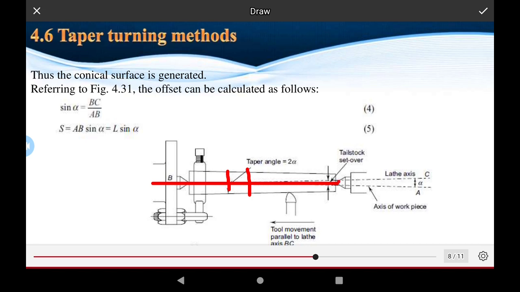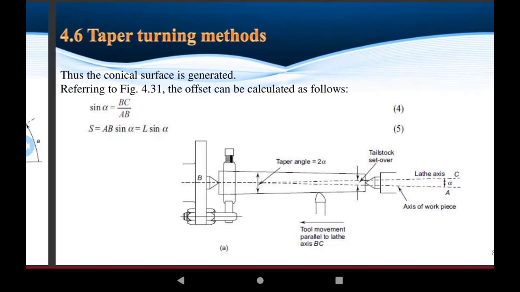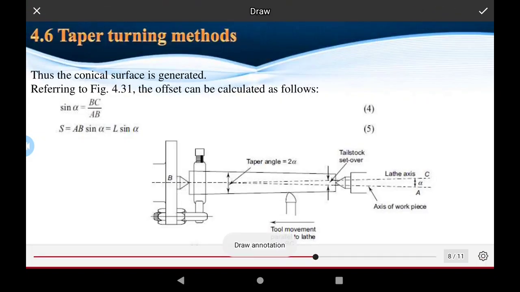This is the angle provided to the tool, this is the tool axis, this is the axis of the workpiece, and this is the length axis of the machine. Alpha is this angle, and together the angle is 2 alpha. Suppose this is the job, a rectangular job.